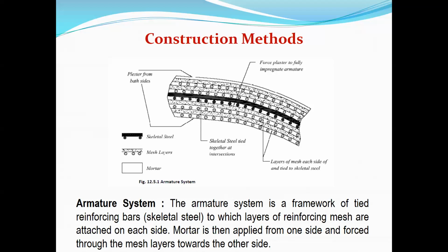So skeleton steel is at the middle. Then with that you attach the reinforcing mesh on both sides, but mortar is then applied from one side and forced through the mesh layers to the other side. So this can be one arrangement. This is called the armature system.